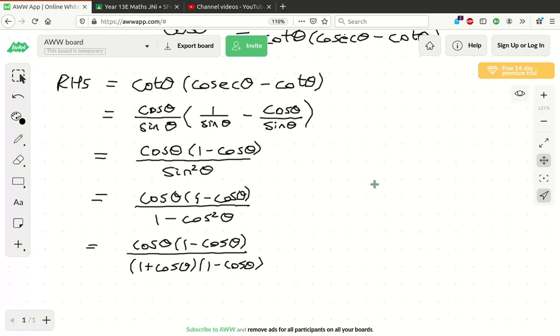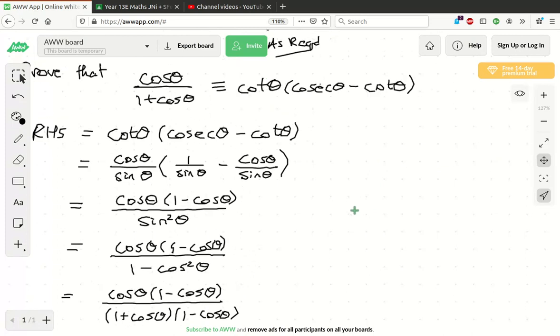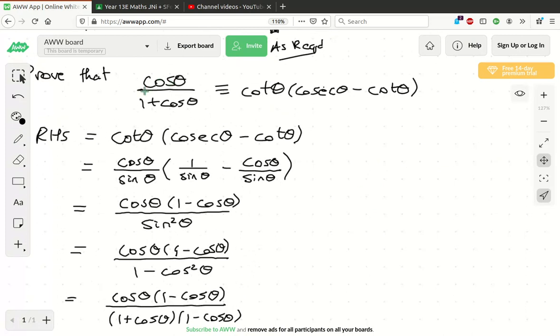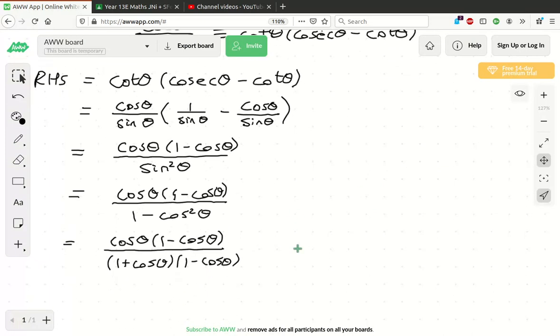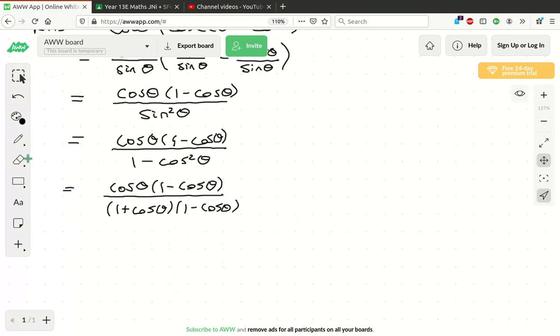And so, yep, good, I'm just checking it is going to the answer. You see, always look where you're going. I'm trying to end up with cos theta over 1 plus cos theta. Look at this bit of beauty. Look at this thing of beauty.